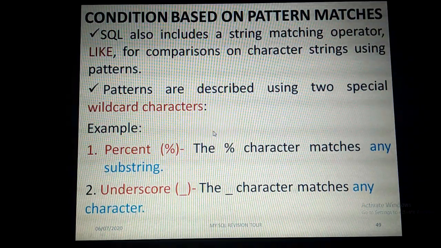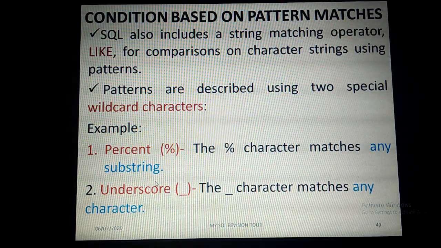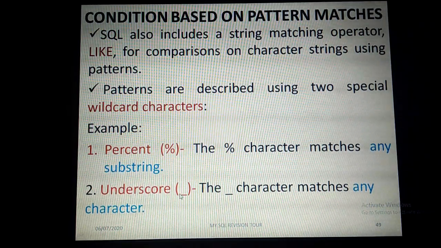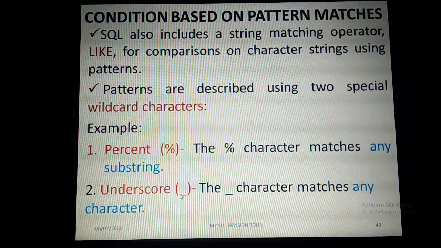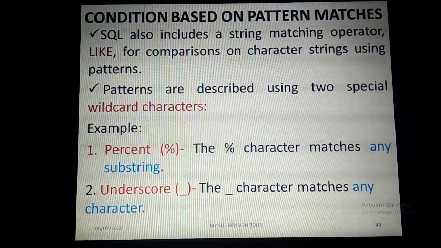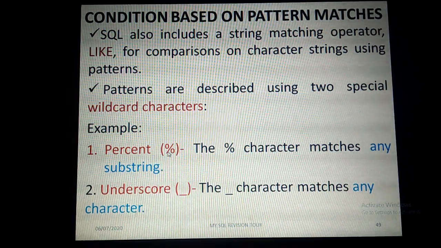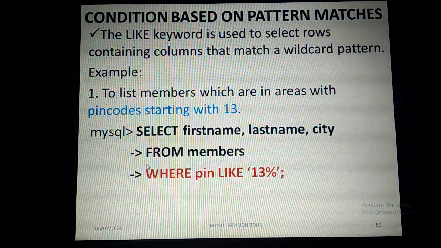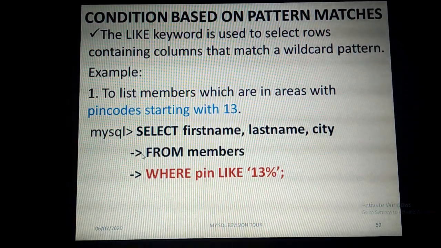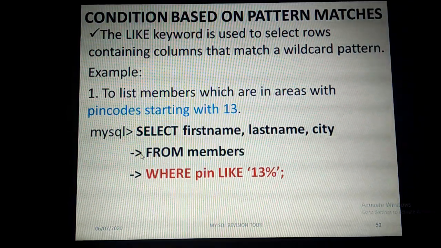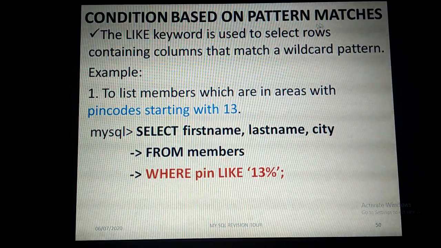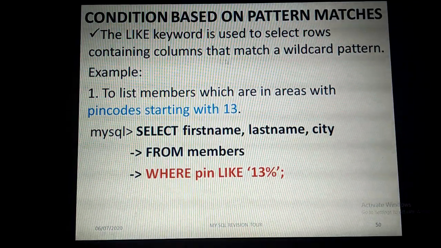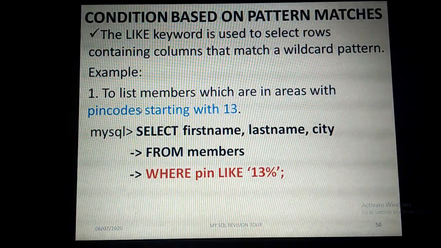The percent character is used for matching any substring. The underscore is used to match any single character. So if you want to match any particular single character alone, you can use underscore along with the like operator. And the percent symbol is going to be used for matching a substring, that is a group of characters forming a substring. Next is condition based on pattern matches: the like keyword is used to select the rows containing the columns that match a wildcard pattern. We will see an example here.